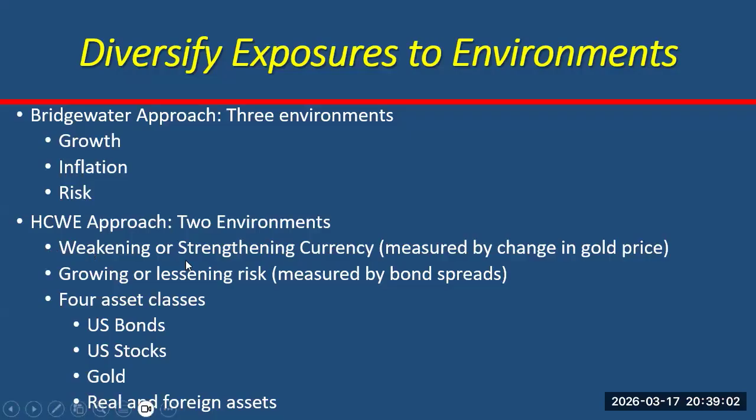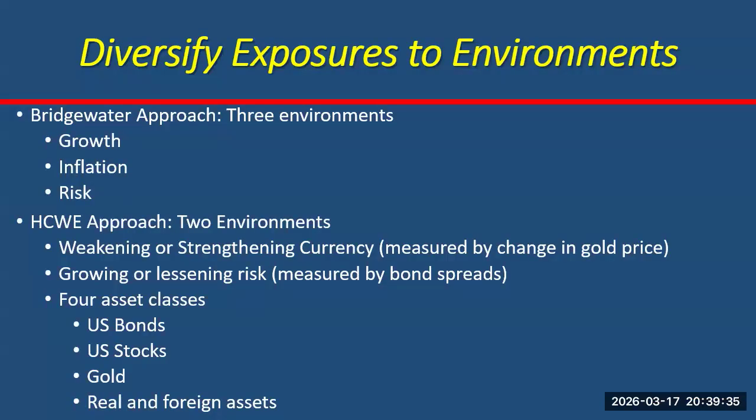So is the currency weakening or strengthening? He ties that to gold prices, which works pretty well. Gold is actually more correlated to currencies than it is to inflation. You can go back and actually test that. And then the second one is growth versus risk, which is essentially the exact same thing as Bridgewater. So growing or recession, growing risk, lessening risk. Here, he uses bond spreads. And he made the point in his presentation that all you need is gold prices and bond spreads.